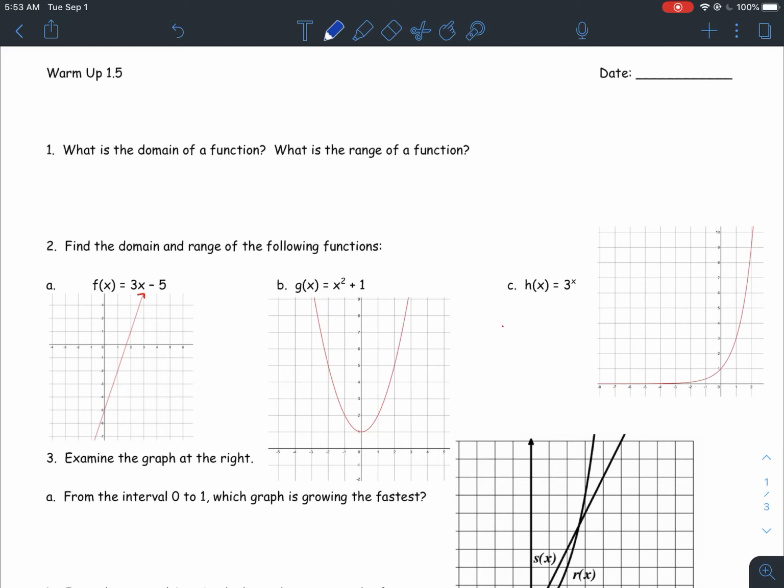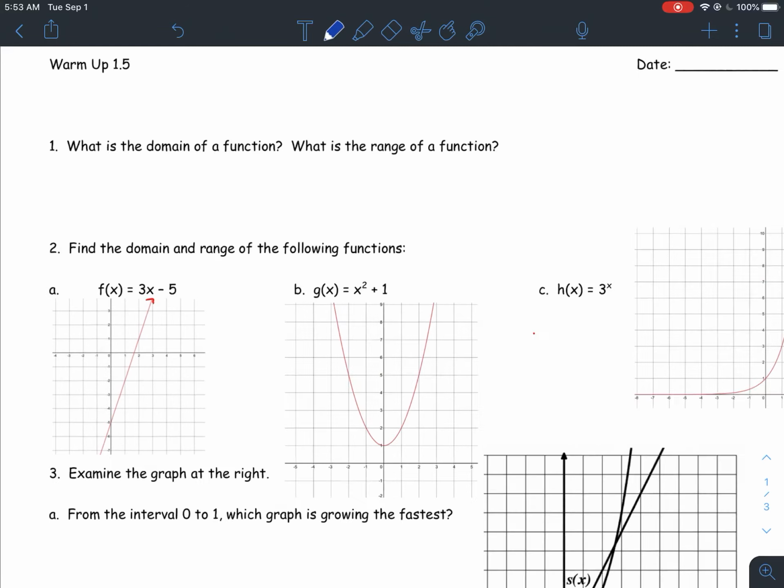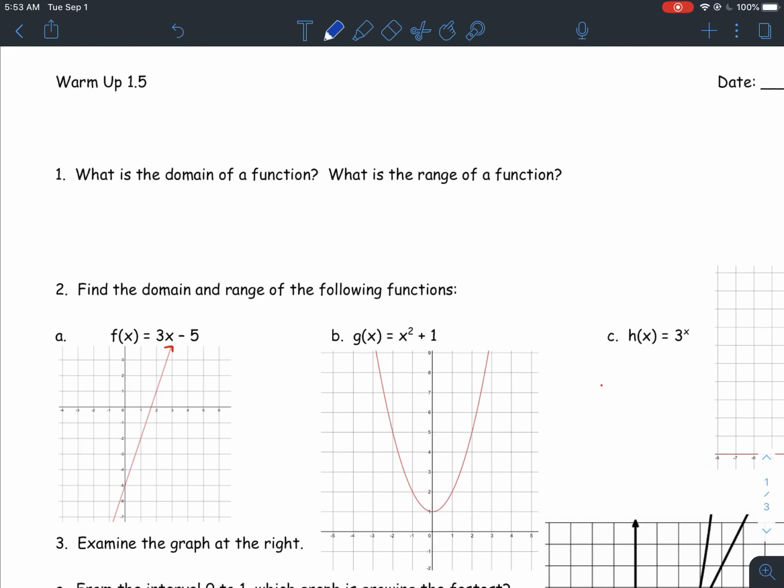Number 1 says, what is the domain of a function? All right. So the domain is the x values you can put into the function, or the input values. And then the range is the y values that come out of a function, or the output.